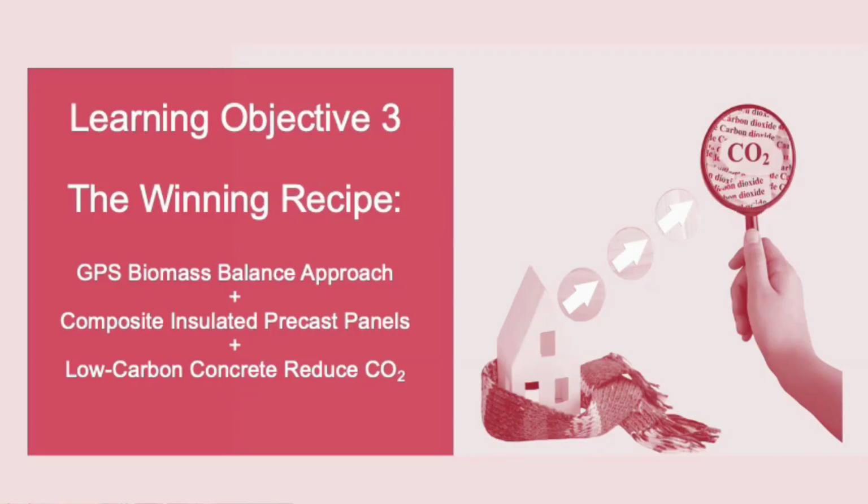Learning Objective 3, the winning recipe: graphite polystyrene insulation made with a biomass balance approach, composite insulated precast panels, and low carbon concrete. This is the recipe for a low carbon, high performance building system.